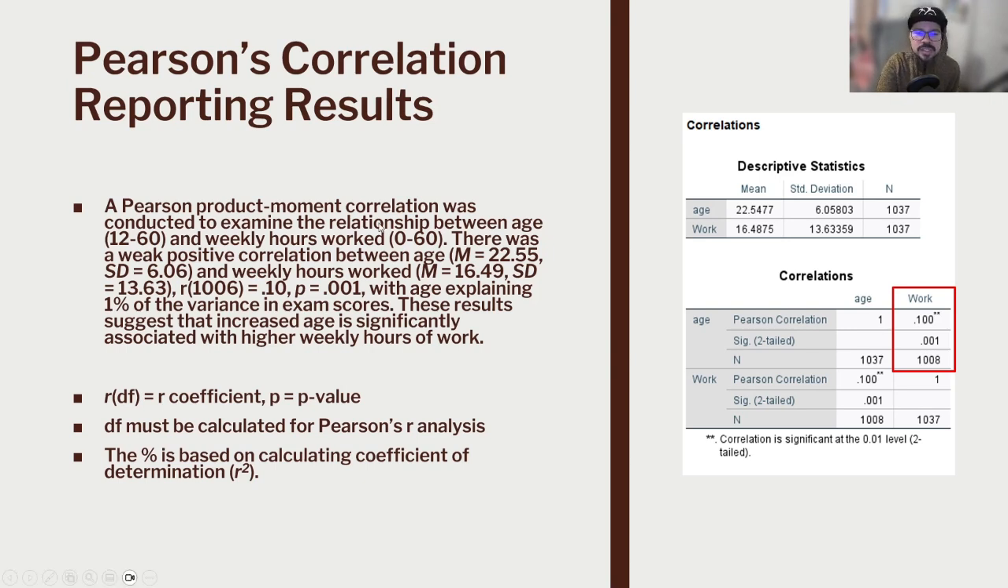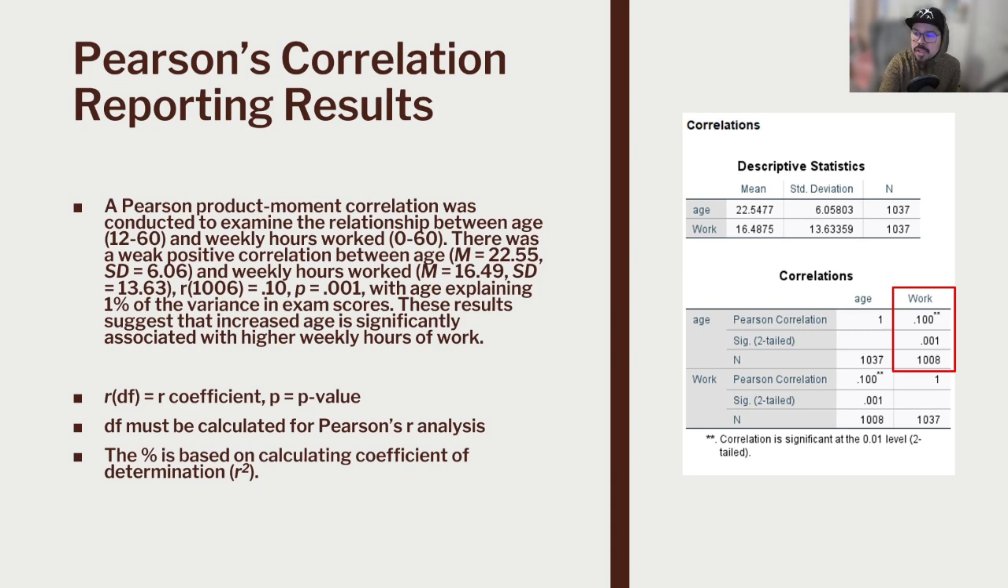Was conducted to examine the relationship between age, and here is the range of ages from 12 to 60, and weekly hours worked from 0 to 60. There was a weak positive correlation. How do we know that? So if you look at the test output, in this red highlighted area, all the information that we need for this write-up is presented here.